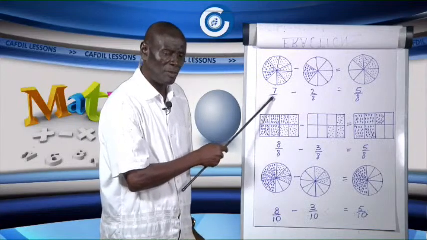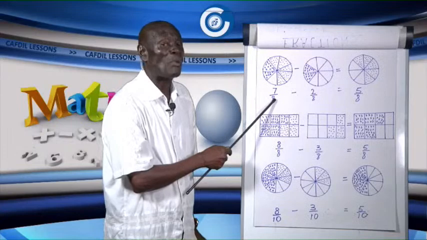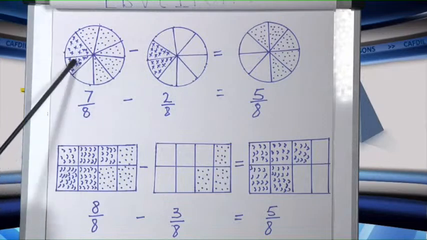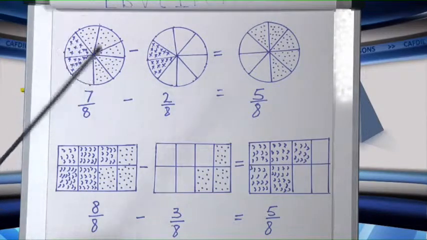What name do we give this 8, which is the number of parts in all? Very good. The denominator. Let us count the parts that have been shaded.